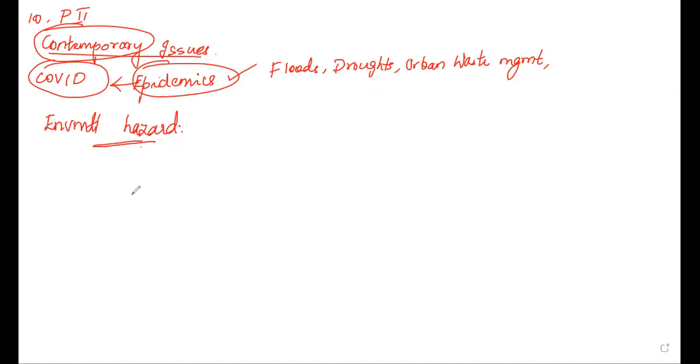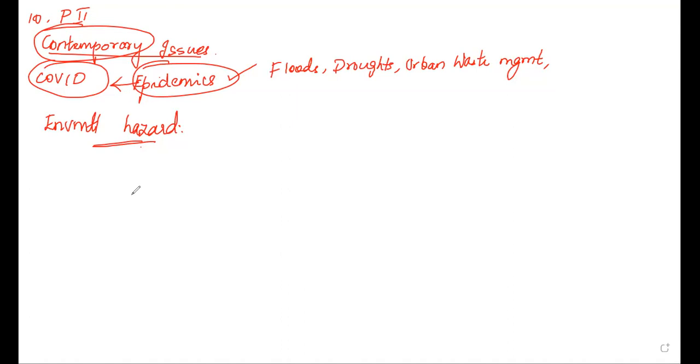Some environmental hazards are natural, and some of them are actually man-made. Natural disasters include earthquakes, volcanic eruptions, landslides, droughts, floods, etc. But what we are increasingly seeing is that some of these natural disasters are also being made by man. Some of them are happening because of human activities.